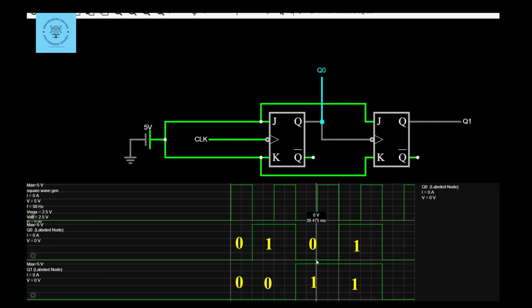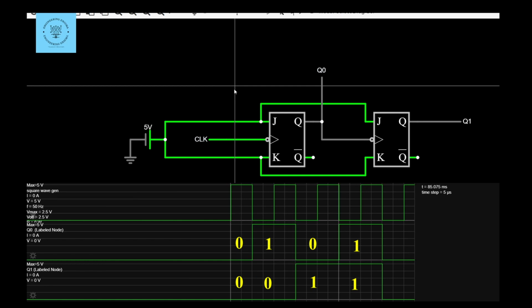The counter follows the sequence 0, 0, then 0, 1, then 1, 0, then 1, 1, and then repeats. This confirms that the circuit is working as a 2-bit asynchronous binary counter.